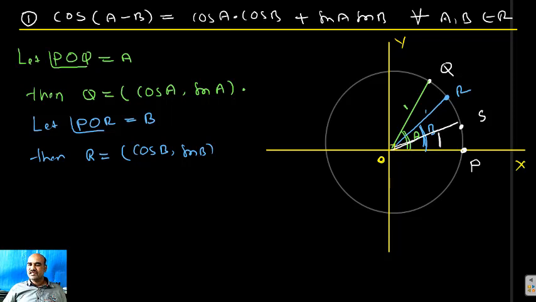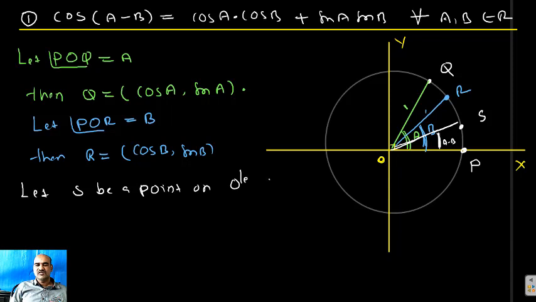Angle POS is A minus B. So this is A minus B. You can create that, it is not a big issue. Okay, so let S be a point on the circle so that angle POS equals A minus B.